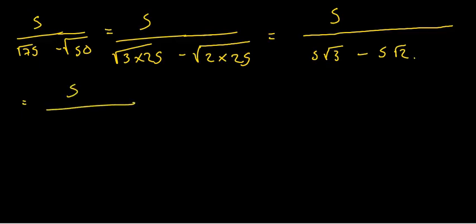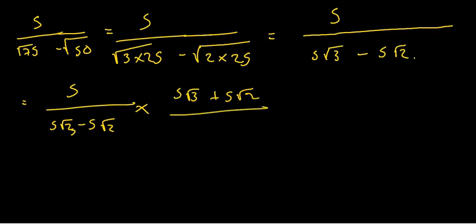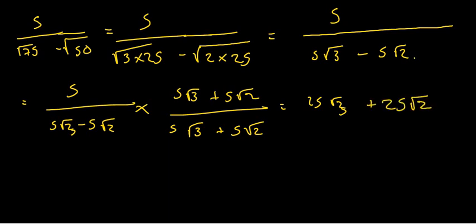We say 5 over this, we can multiply it now by its conjugate, where we are going to have 5 root of 3 plus 5 root of 2 over 5 root of 3 plus 5 root of 2. Then from there you can say that 5 times that one, it will be 25 root of 2, root of 3. Then 5 times there, it will be again 25, then root of 2.